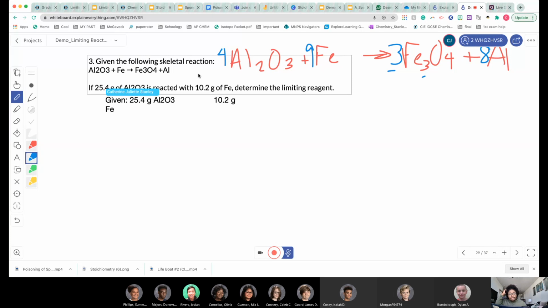All right. And what am I going to need? Which product am I going to use? Pick one. Because remember, the whole point of a limiting reactant is to determine which one is going to make the least amount of product. So which product am I going to pick for us to have to find today? We're gonna have to find iron, or the 10.2 grams of Fe. Yes, that is what we've been given.